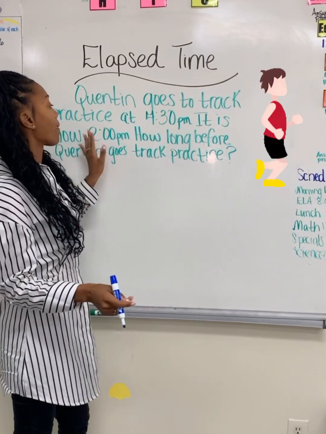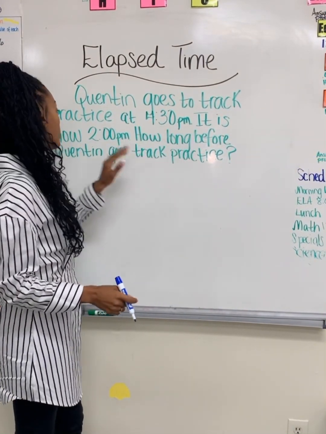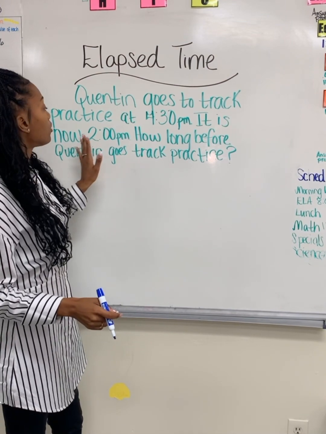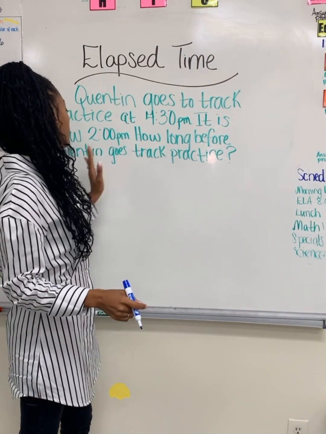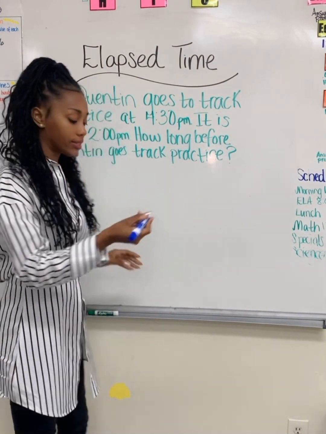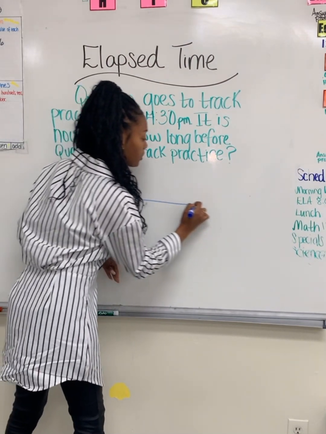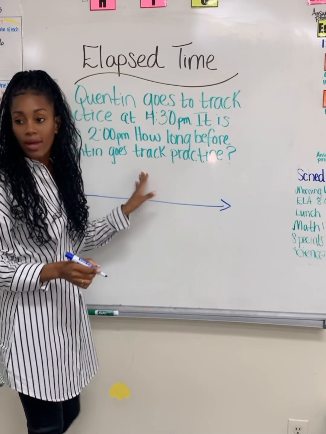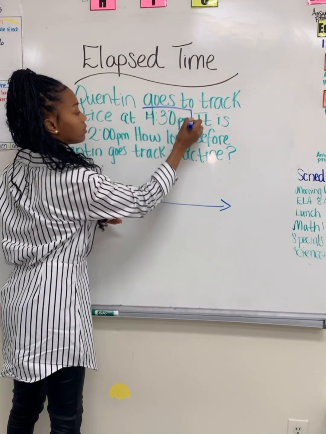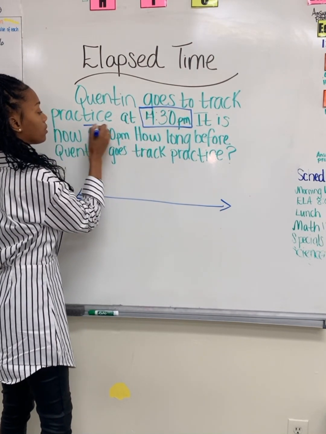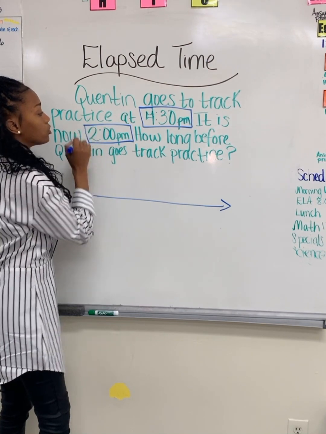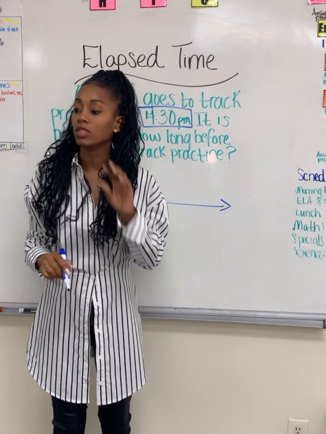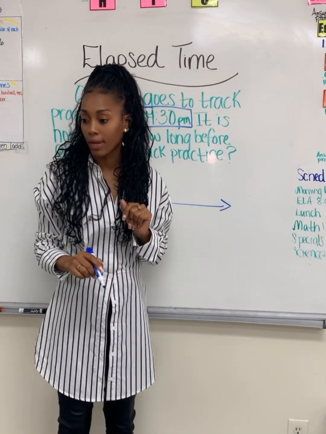Quentin goes to track practice at 4:30 p.m. It is now 2 p.m. How long before Quentin goes to track practice? I'm going to draw my number line. What numbers am I working with? 4:30 p.m. and 2 p.m., not 2:30 p.m.